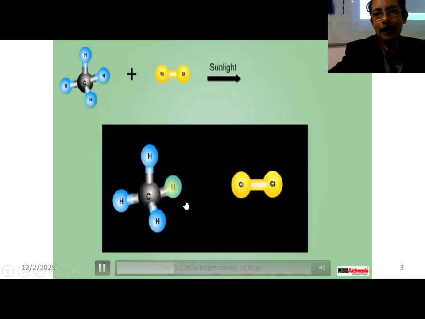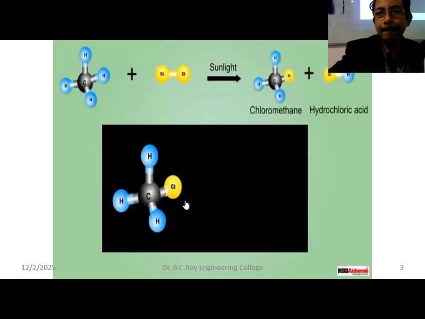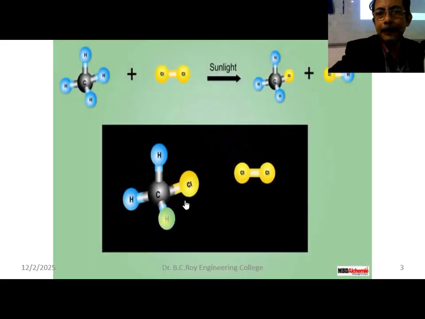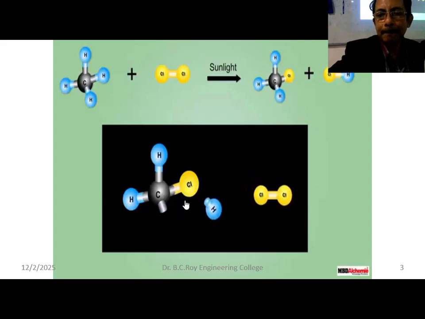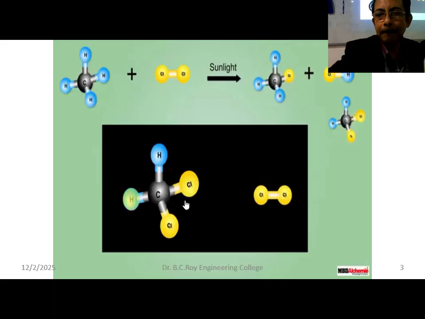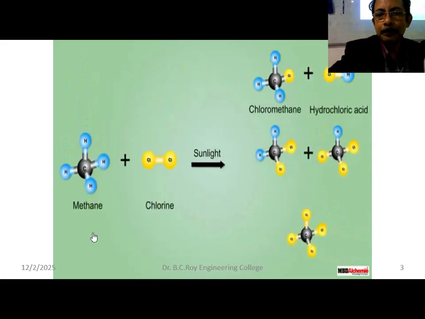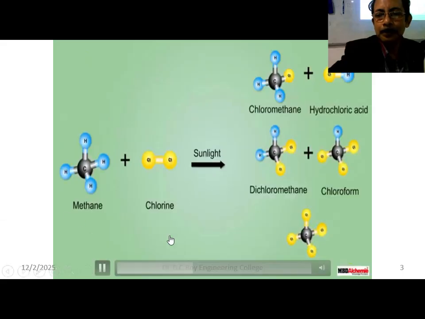In the presence of sunlight, one of its hydrogen atoms gets replaced by a chlorine atom. The product so formed is chloromethane. If the reaction is carried out with excess of chlorine and continuous exposure to sunlight, the chlorine atoms replace all the hydrogen atoms of methane one by one, giving rise to the products dichloromethane, chloroform, and carbon tetrachloride.